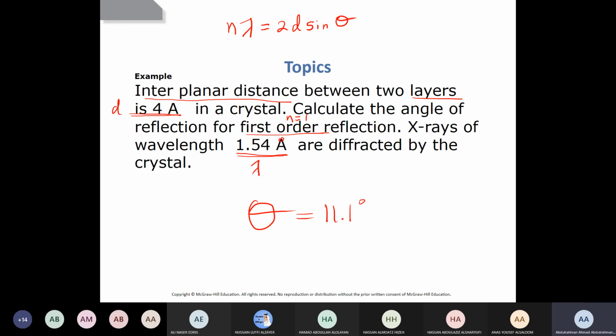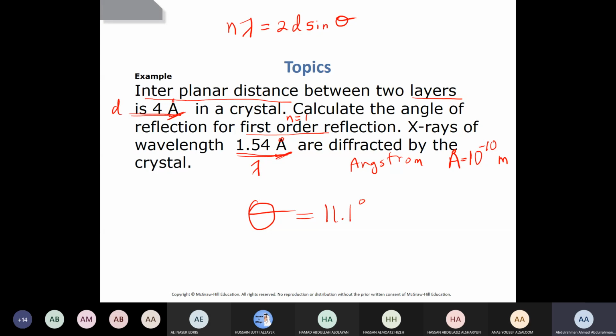Now let me ask you a question. In what unit is the distance? Angstrom, not Armstrong. What's angstrom equal to? 10 to the power minus 10 meter. Yes, exactly. Do I have to change the units to meter? No need, because we will divide by each other and the unit will go away, exactly.